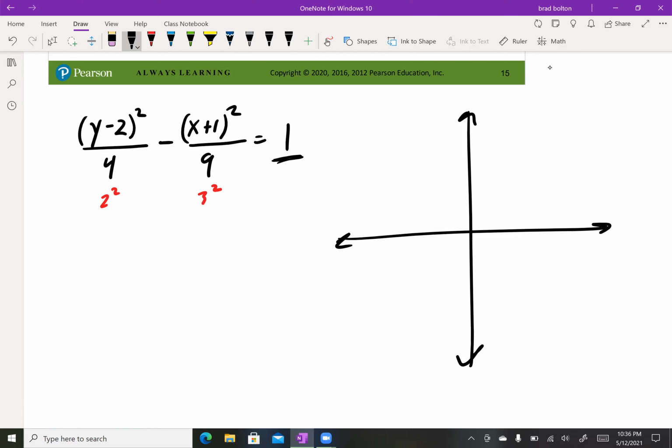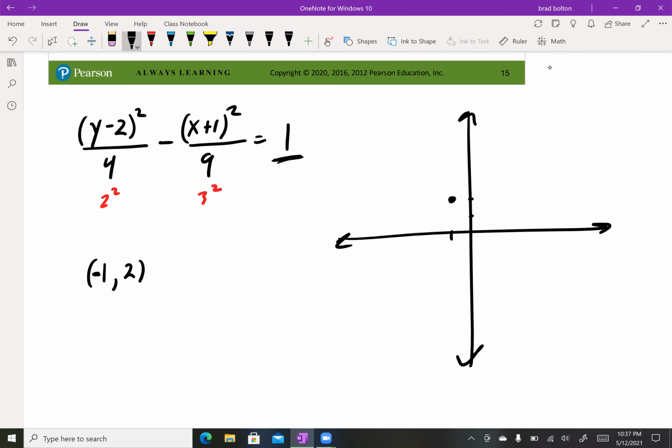The y squared is first, so we know this is going to be an up and down, or a vertical hyperbola, and we have a minus sign. So we have a center of negative 1 comma 2. This is where I'm getting my y coordinate from, and this is where I'm getting my x coordinate from. Let's move it to the left, negative 1, and then let's move it up, positive 2. So that is my center, okay?